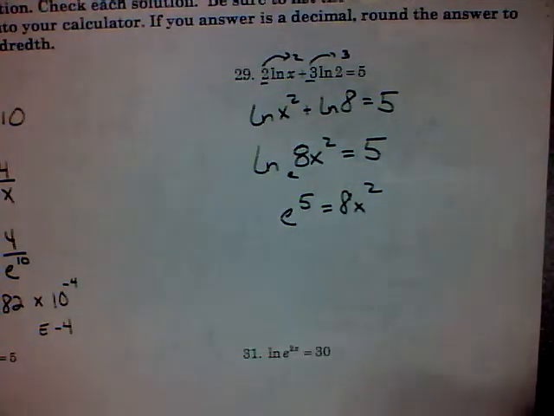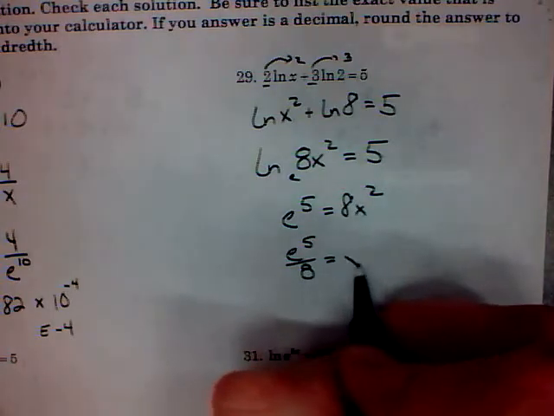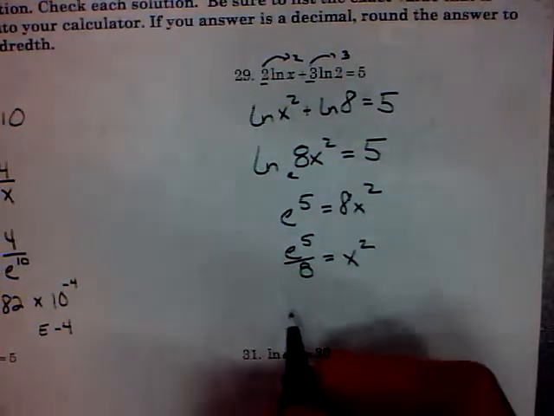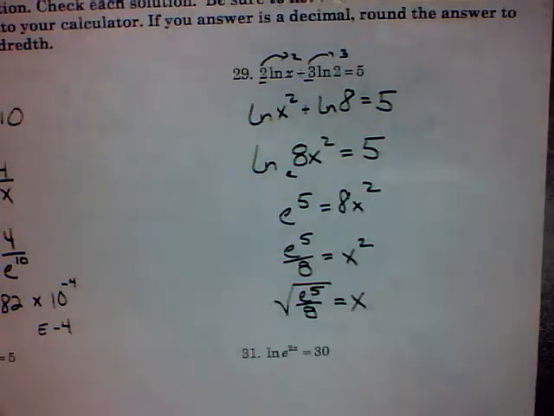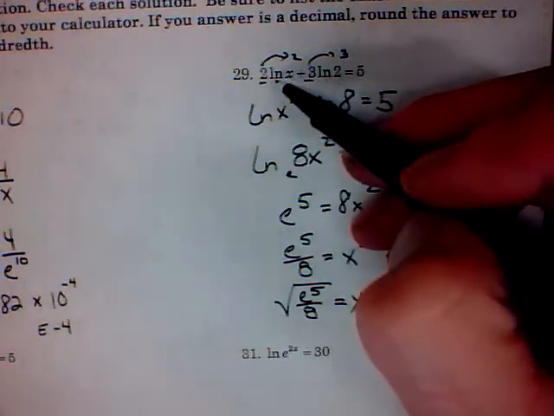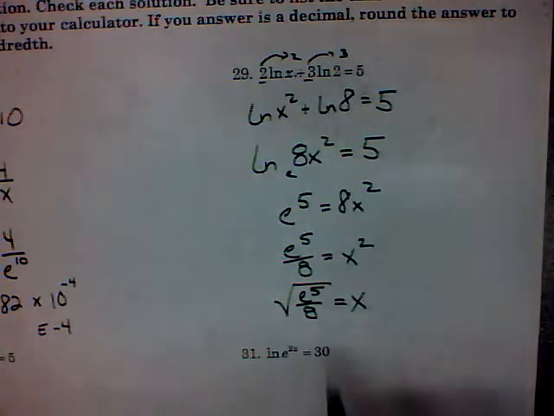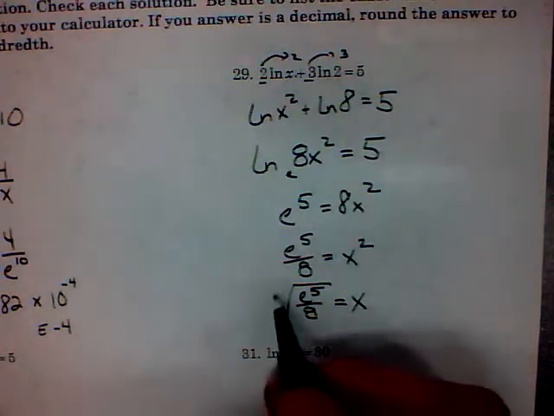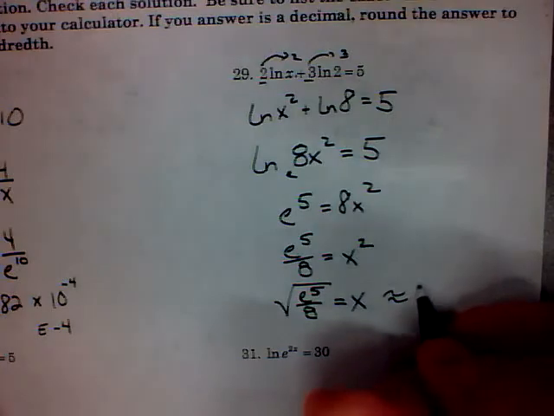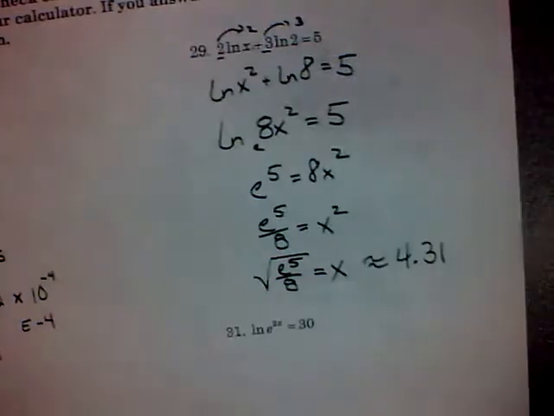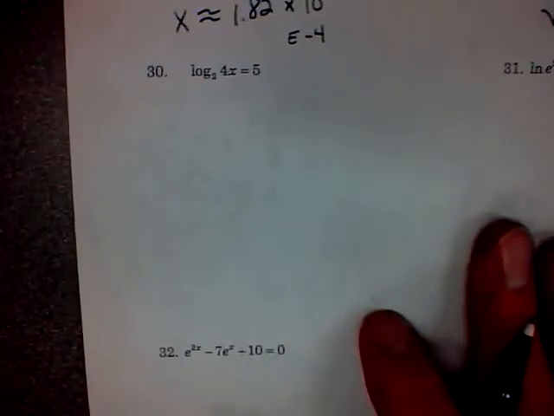e to the 5th is just a number, which then we have to divide by 8. And then we're going to take the square root. So it's the square root of e to the 5th over 8 equals x. And because we're taking the natural log of x, this can't be negative. This has to be positive. So we're not going to use the negative case there at all. And then that is approximately 4.31.